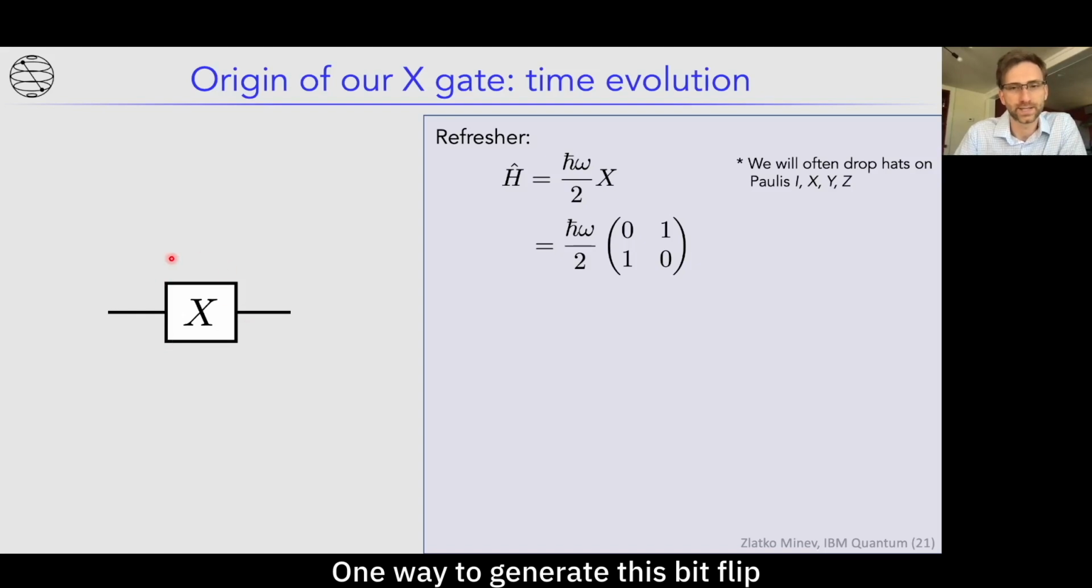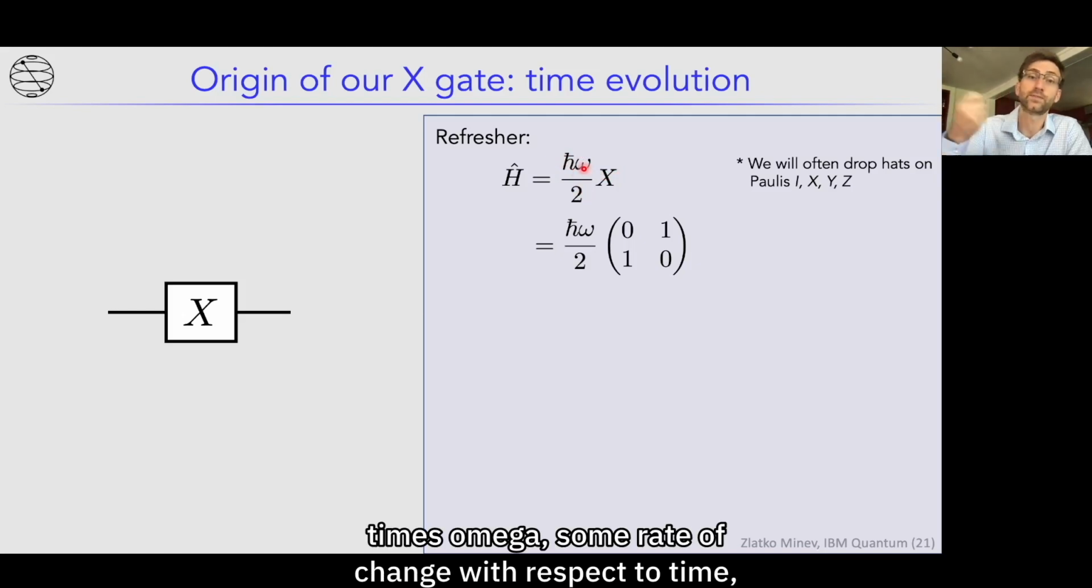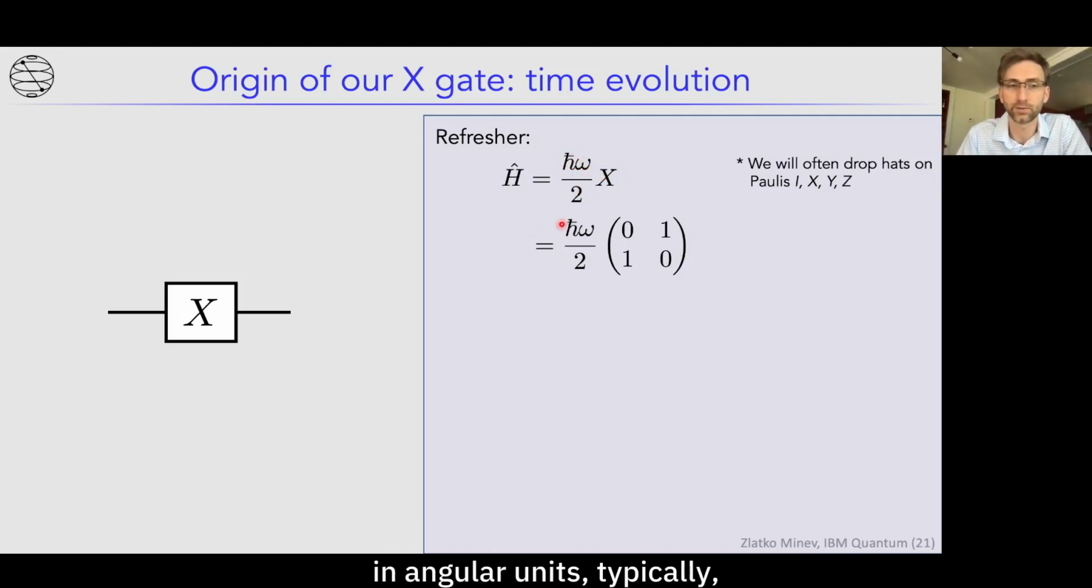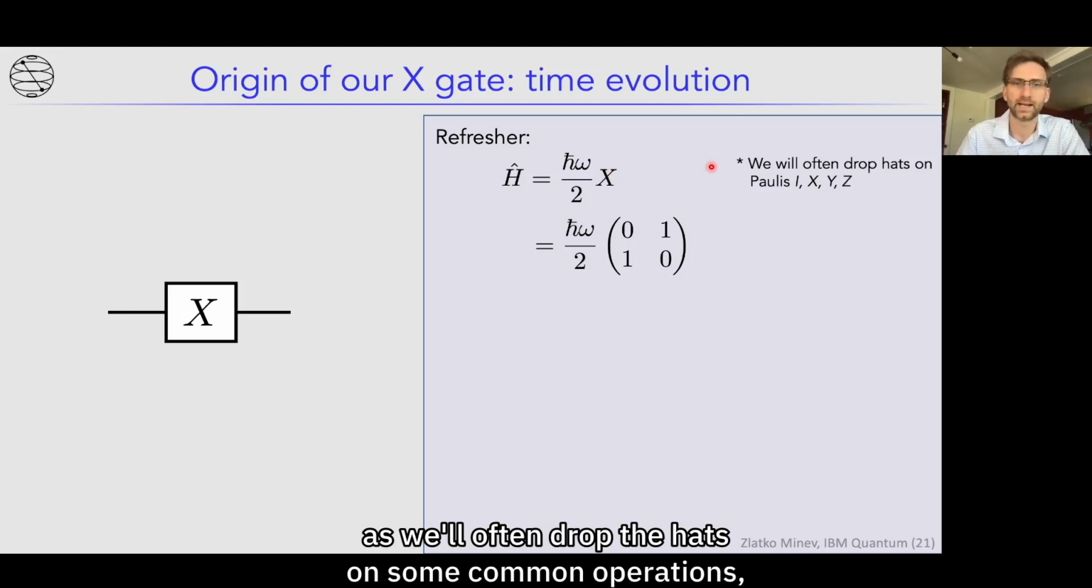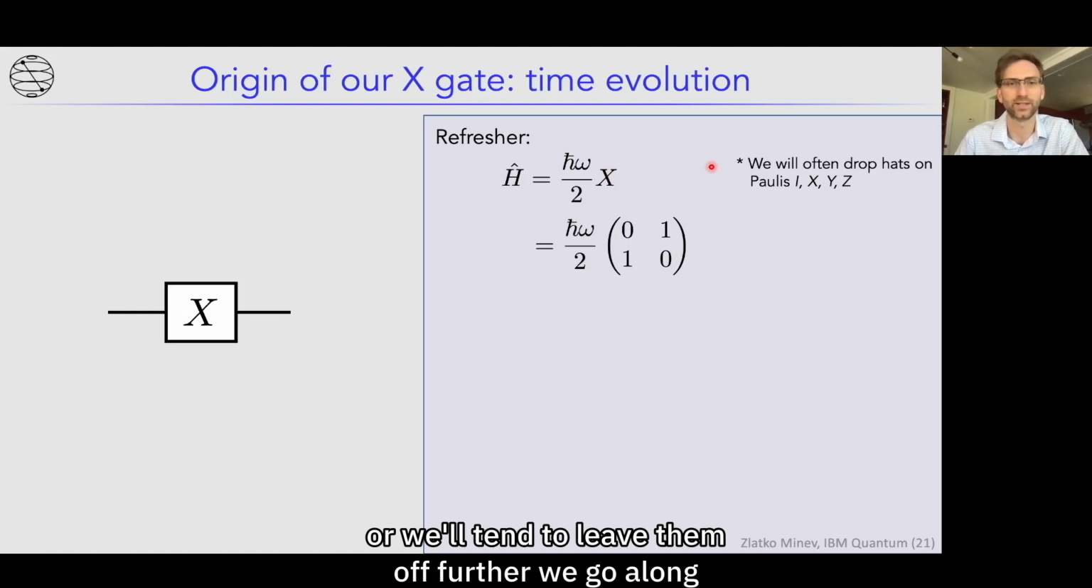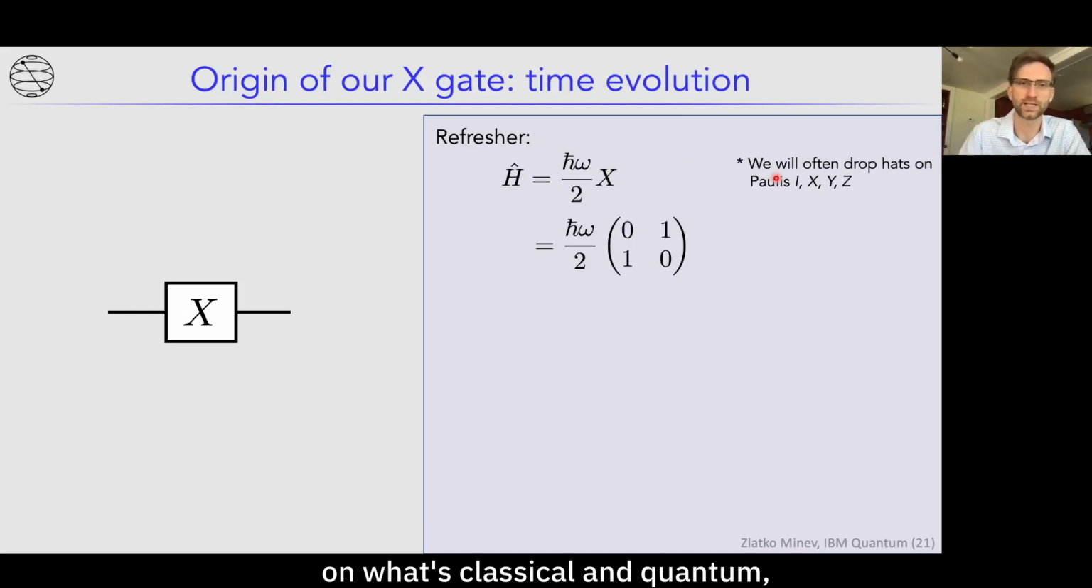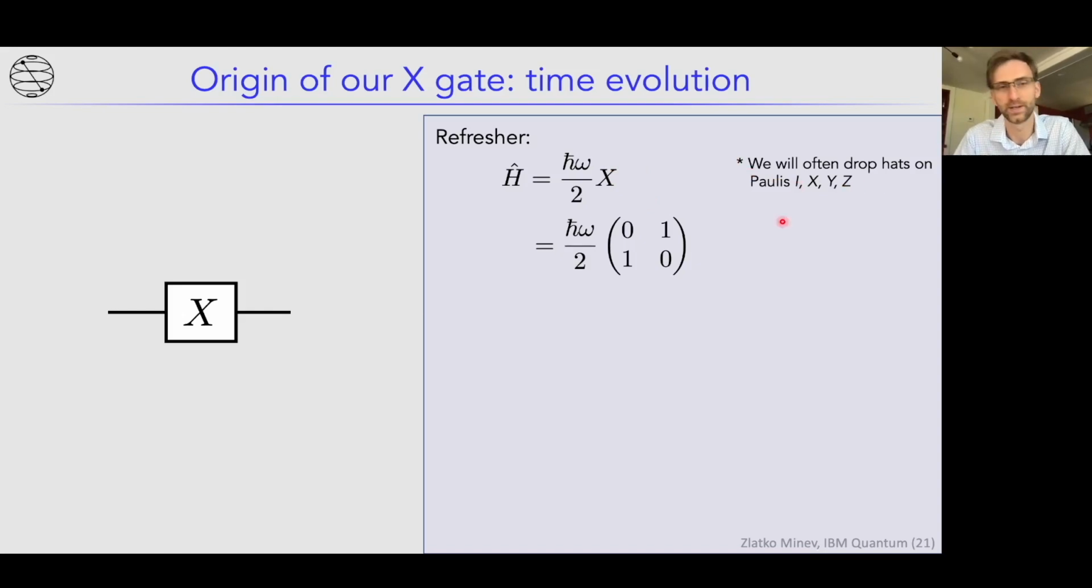One way to generate this bit flip is to set the Hamiltonian governing the time evolution as H = ħ ω / 2 times X, where ħ is Planck's constant and ω is some rate of change with respect to time, in angular units typically, divided by 2, as we'll see for normalization reasons, times the X operator itself. Now, I've dropped the hat on the X, as we'll often drop the hats on some common operators unless there's some confusion on what's classical and quantum. So keep in mind that this capital X, and capital letters in general, will denote quantum operations.